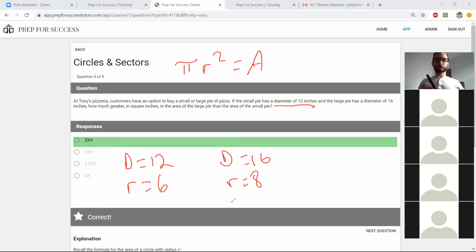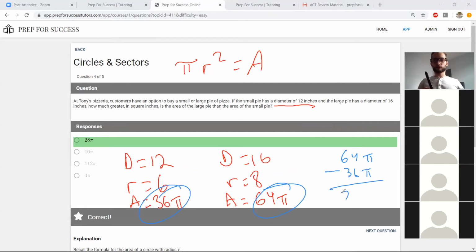So find the area of both of them. If the radius is 8, you do pi r squared, which is 64 pi. And here, if the radius is 6, then you do pi r squared, which is 36 pi. So they want to know how much greater it is. So you do 64 pi minus 36 pi, which is 28 pi. Okay. So make sure you take the diameter information, divide it by 2 to get the radius, and then find the area of both of them.